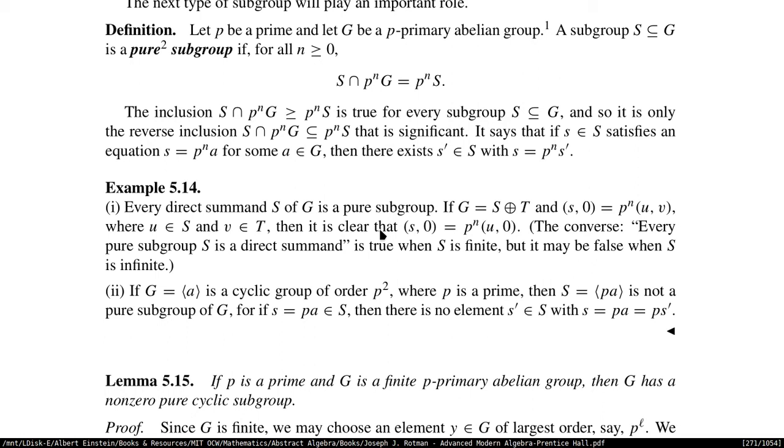The second example is if you have a cyclic group of order p squared, then S generated from pA is not a pure subgroup, because if you have S written as pA for some element A in the cyclic group, there is no other element S prime so that you can write S as p S prime.